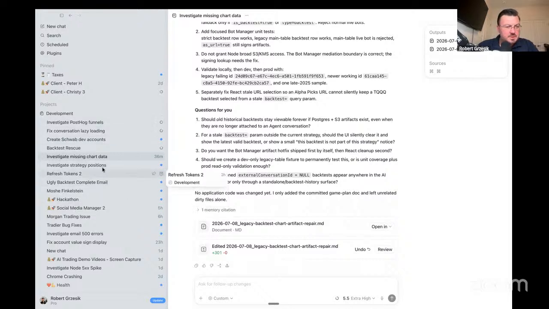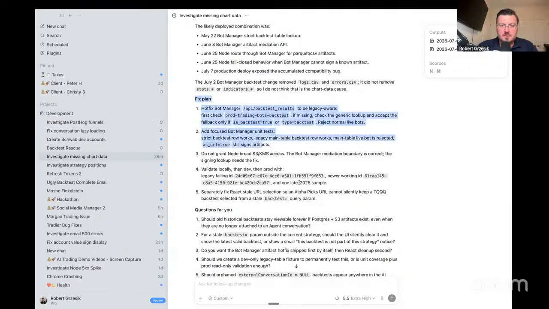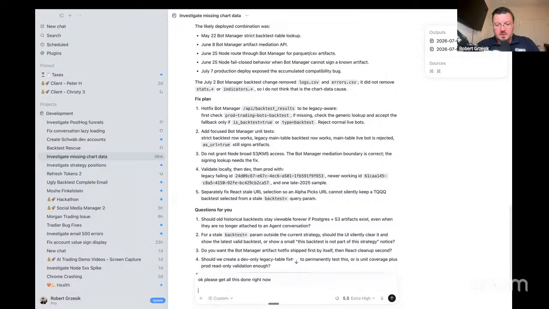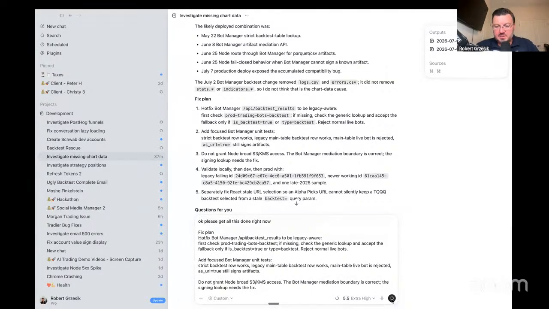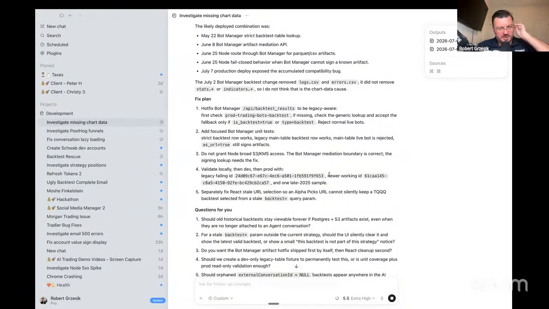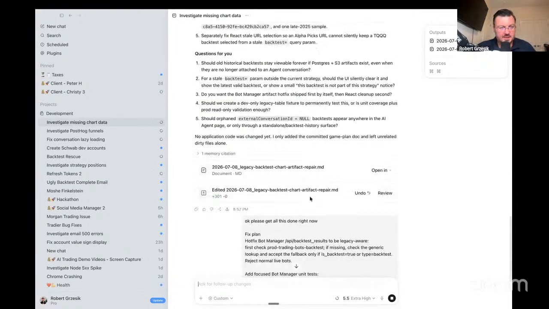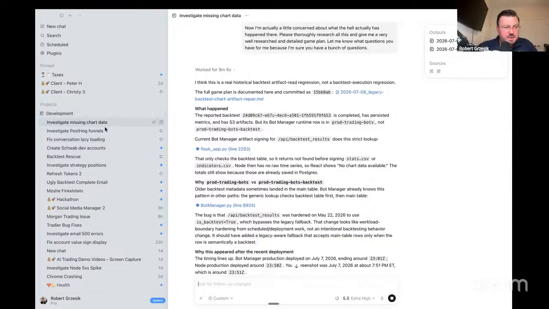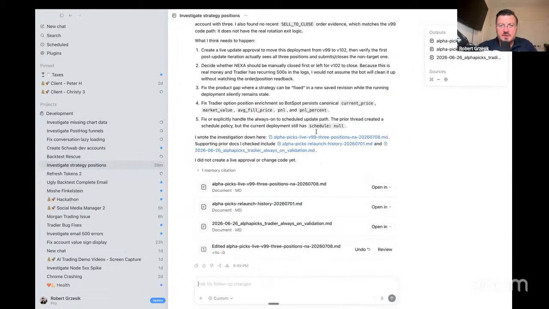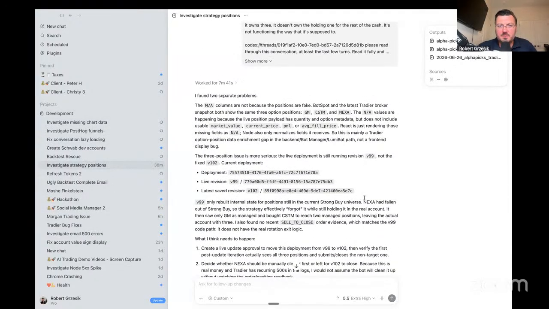I thought this was, oh, this is actually something else. Because on the break, I was looking into why some of our backtests weren't showing the graphs, and it's because we made a change over the past few days. So I'm just going to make that little fix here. And then this was for Alpha Picks.